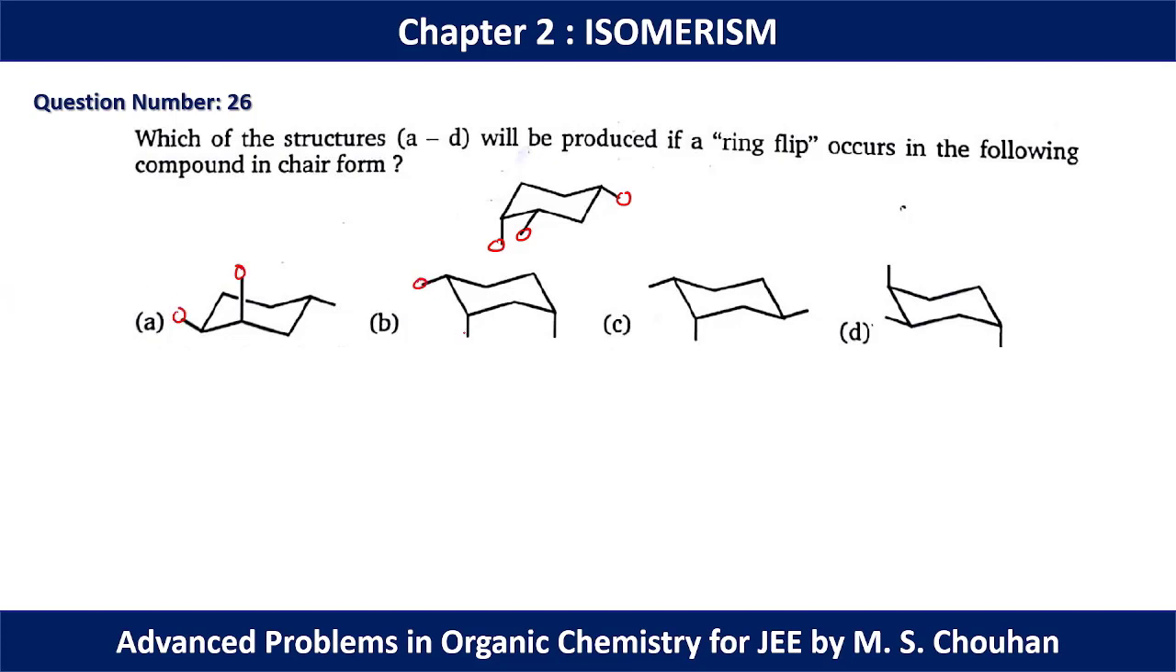Here we have three bonds below the plane, so this can be our answer. Here we have one bond above the plane. Again, this is not possible. Here we have another one bond above the plane. So options A, C, and D are not possible.